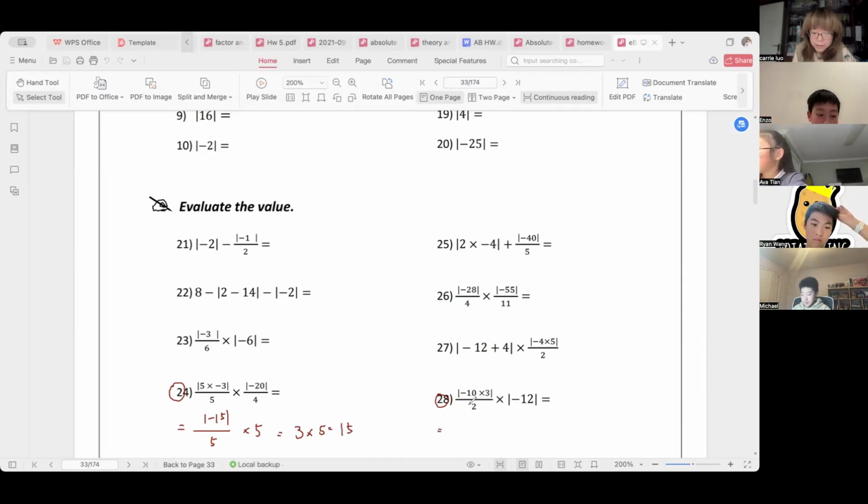Enzo, negative 10 times 3 equals what? Negative 30. Negative 30 absolute value equals what? 30 over 2. 30 over 2 equals what? 15. Very good. So times negative 12 equals what? 15 times 12 equals 180. Very good. So the answer is 15 and 180. Congratulations, all of you. All of you get it right.